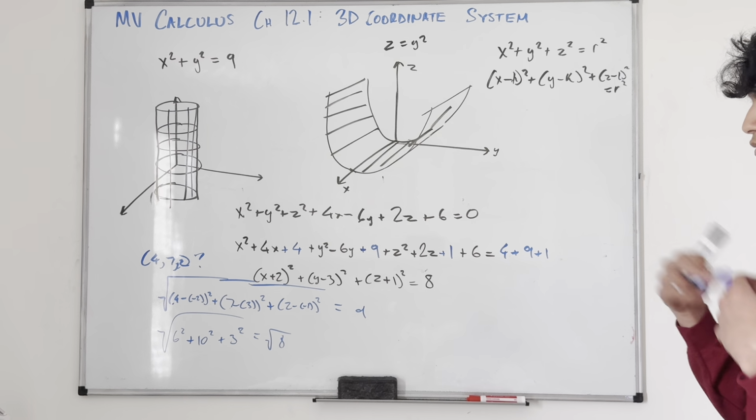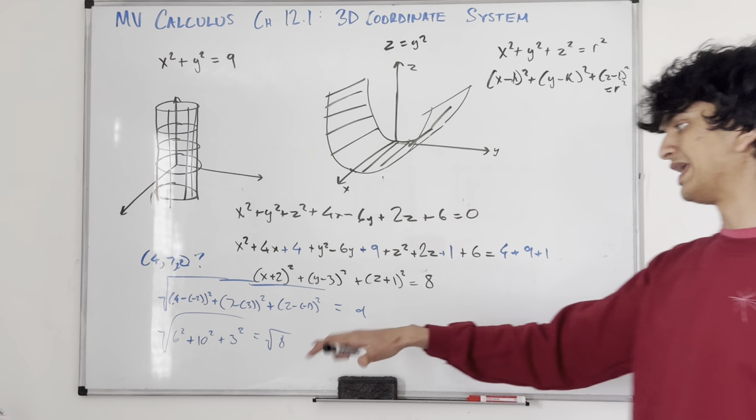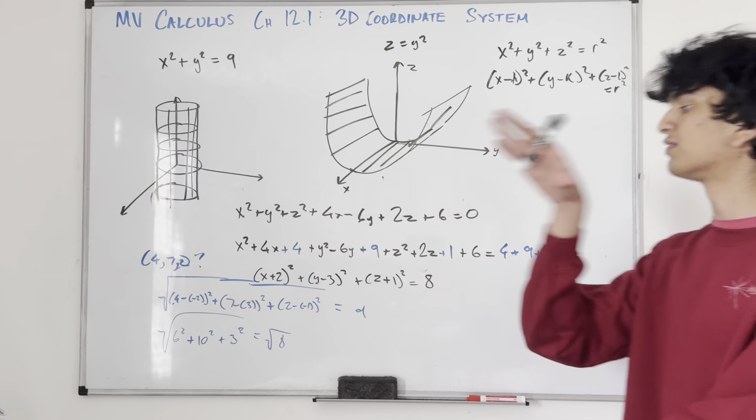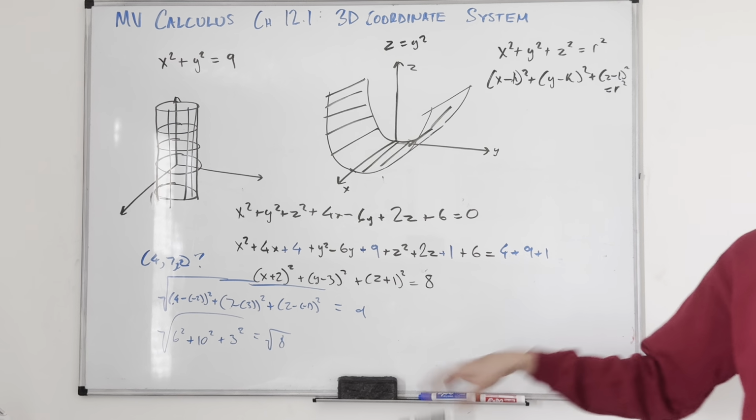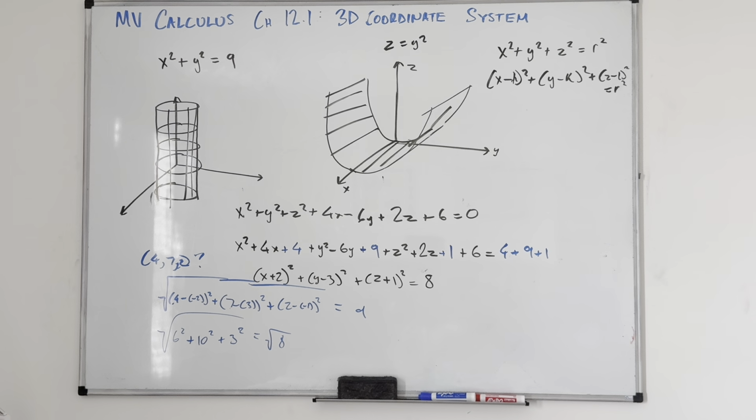Is it going to be greater? Is it going to be less than? So I can tell this is going to be outside the sphere, right? Because this is a distance greater than root 8. So yeah, that's the 3D coordinate system. Hopefully that made sense. Hopefully it wasn't that bad.